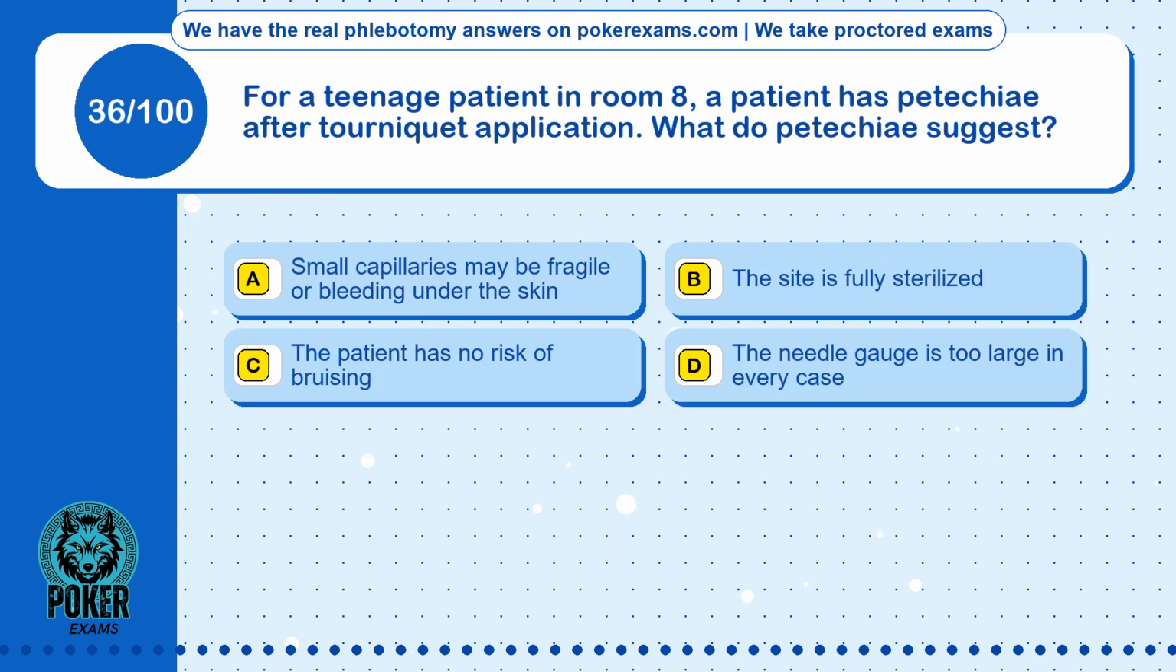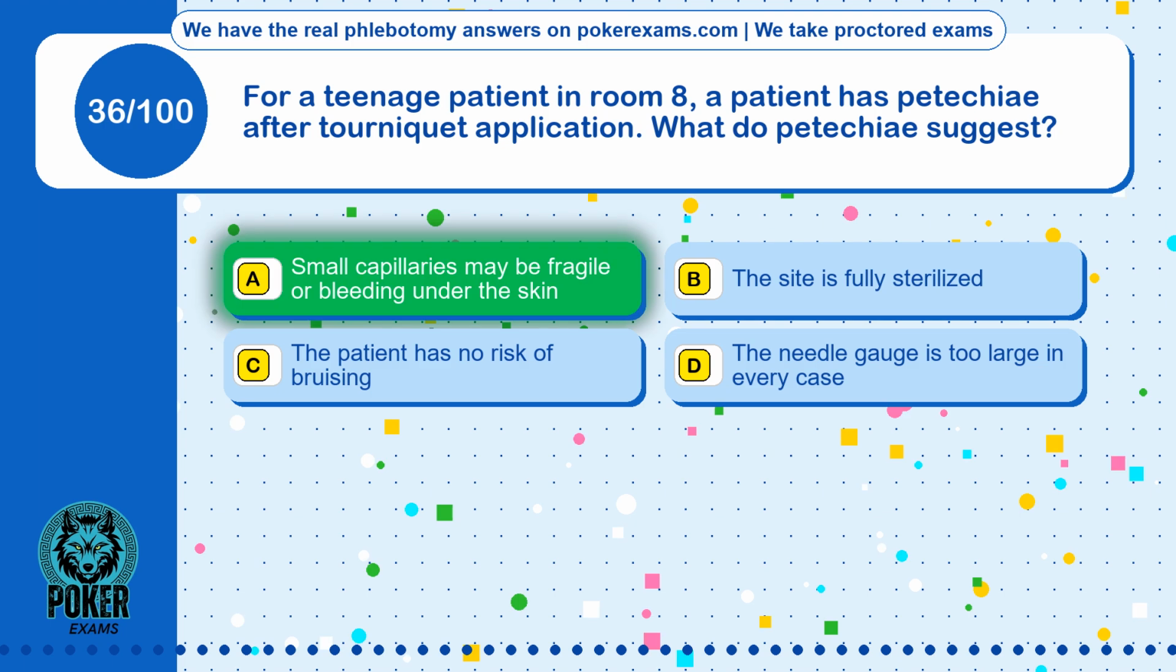Question 36. For a teenage patient in room 8, a patient has petechiae after tourniquet application. What do petechiae suggest? Option A: small capillaries may be fragile or bleeding under the skin. Option B: the site is fully sterilized. Option C: the patient has no risk of bruising. Option D: the needle gauge is too large in every case.